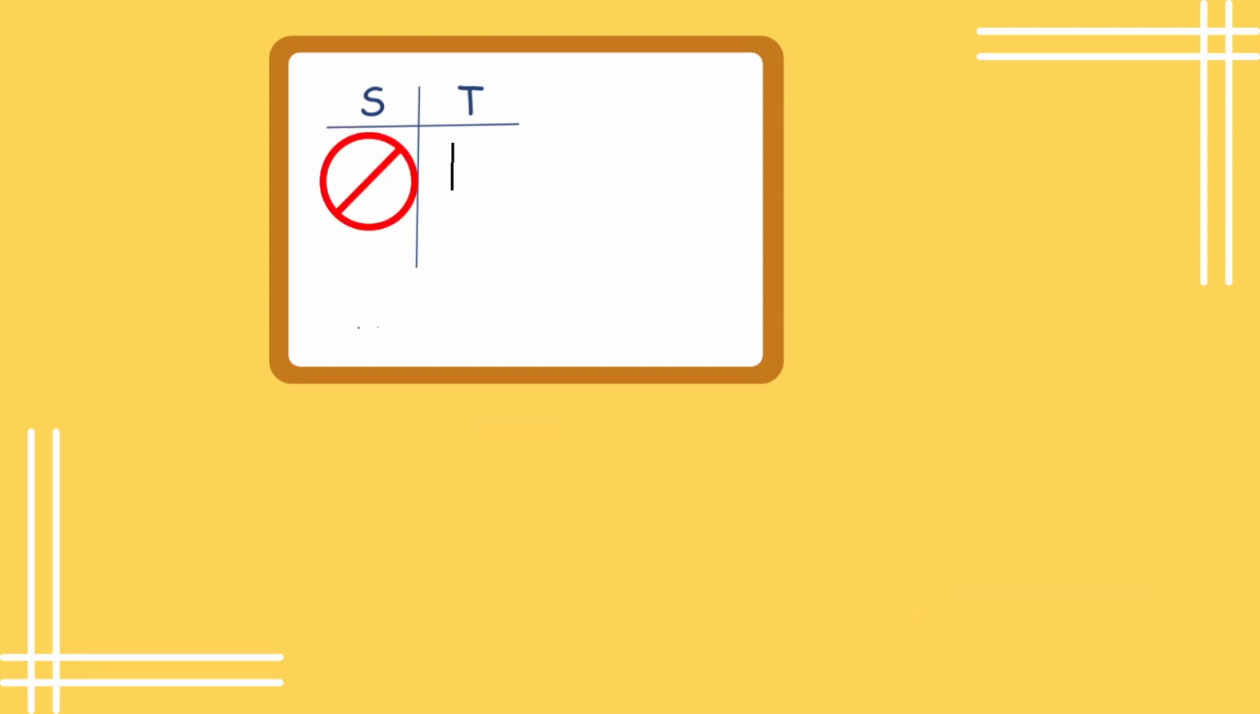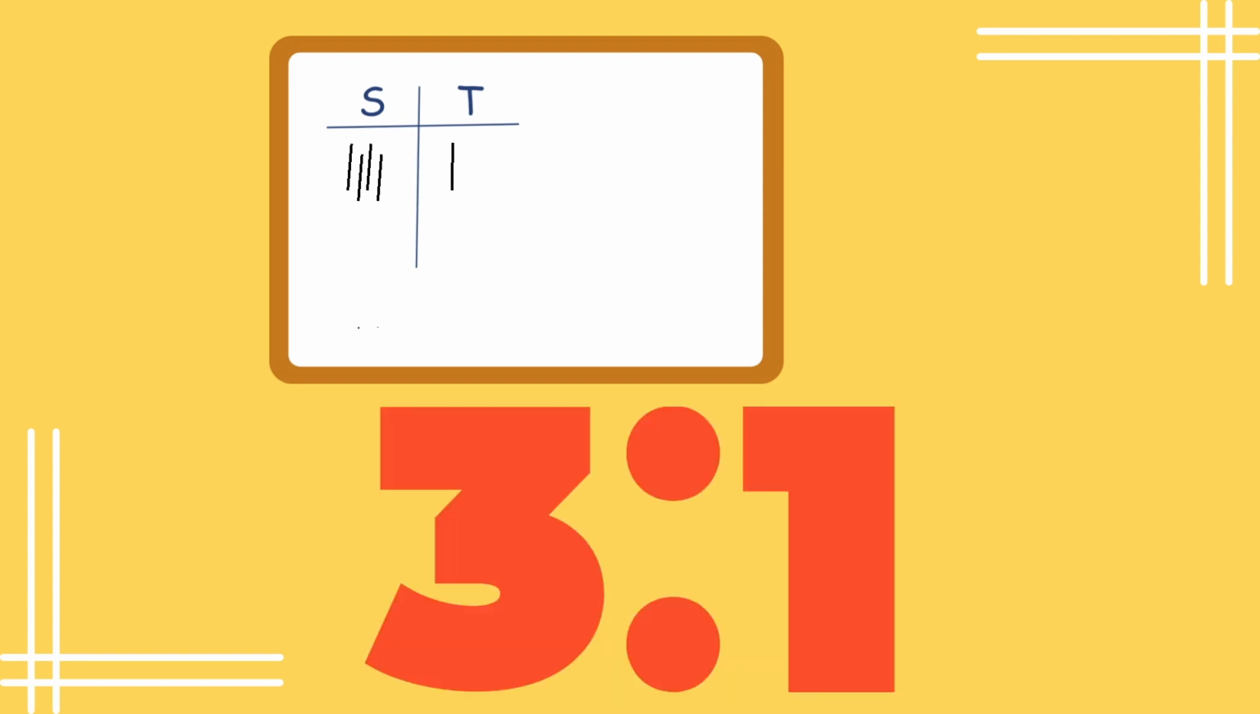Never take away student points. Instead, give yourself one teacher point. Maintain a 3-to-1 or greater ratio of student to teacher points. That means for every teacher point you earn, work to award 3 or more points to the students.